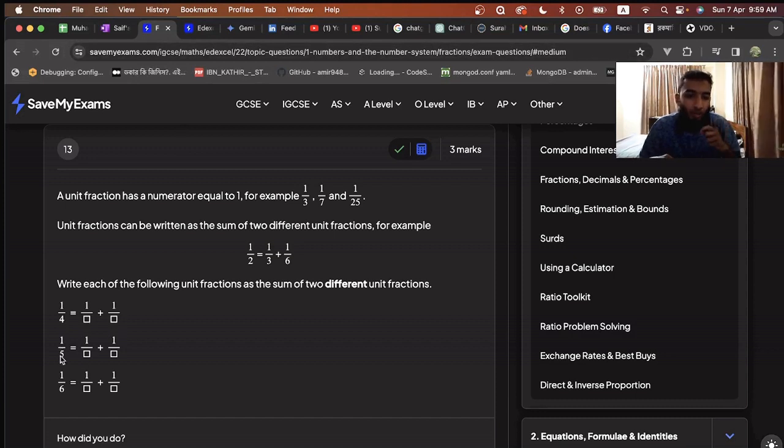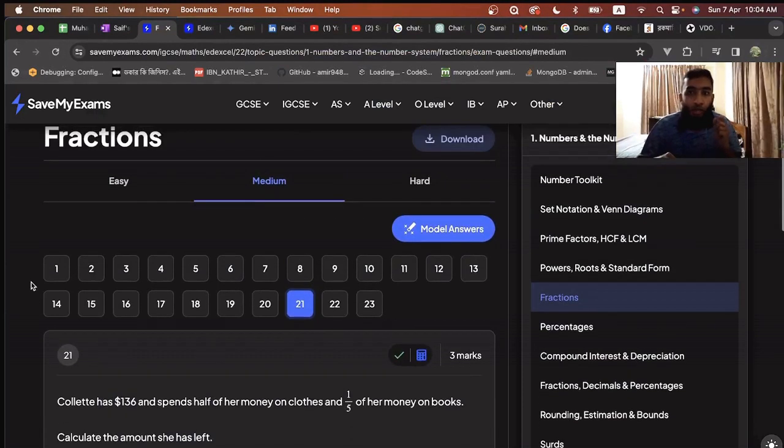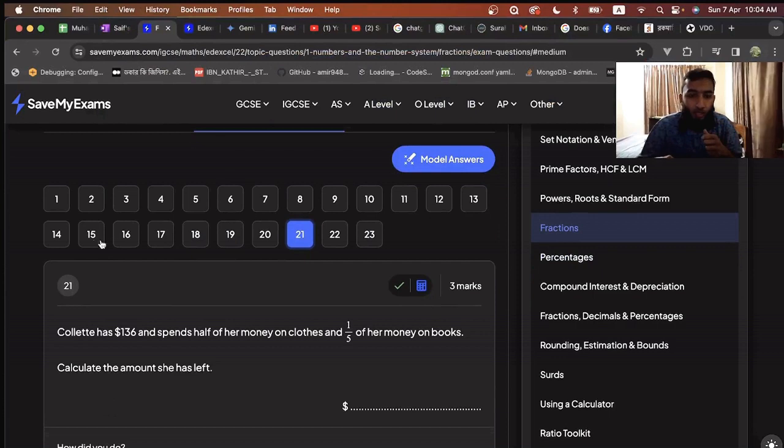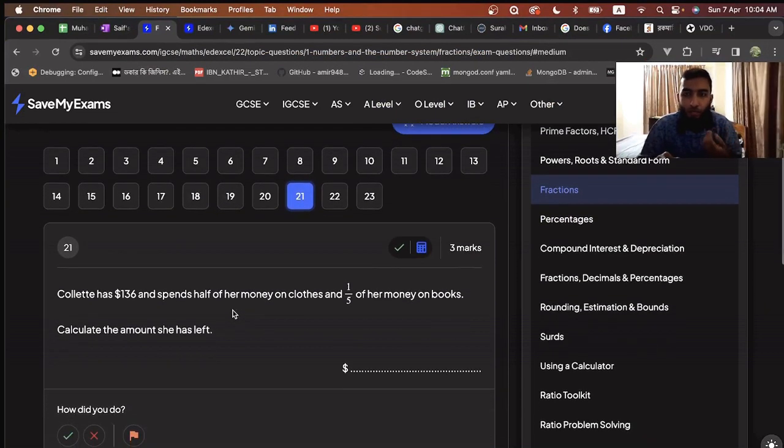You can do the same process with 1 by 5 and 1 by 6. I am not going to do it; you can do it on your own. Now we'll focus on problem 21. The rest of the problems from 14, 15, 16, 17, 18 are all very simple, just addition and subtraction of fractions. So you can solve those pretty easily. I'll focus on problem number 21.